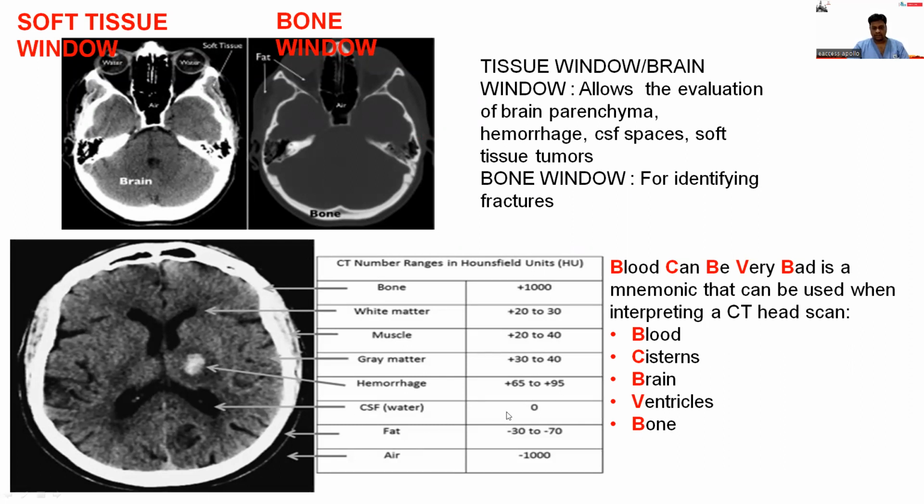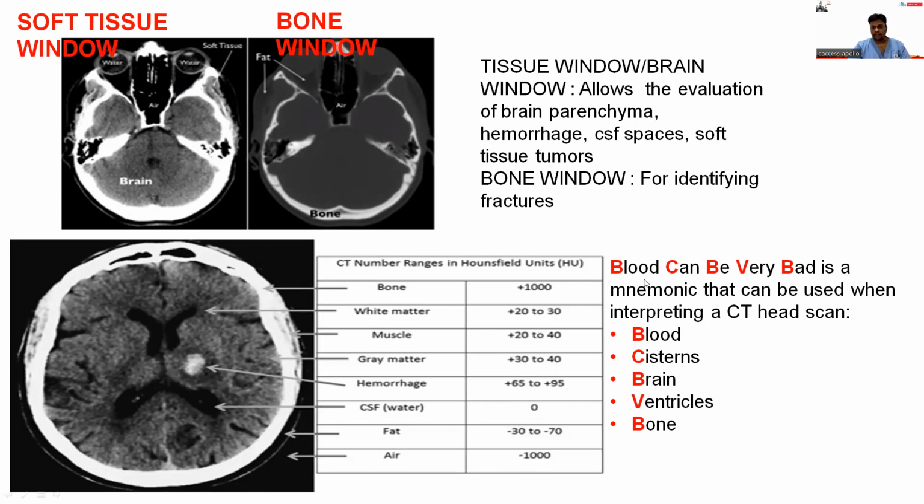CSF has a Hounsfield unit of 0, and all others are equated to the CSF Hounsfield unit of 0. Air has a Hounsfield unit of minus 1000, so it is very dark compared to the CSF, and bone has a Hounsfield unit of 1000, so it is very bright when compared to the CSF.